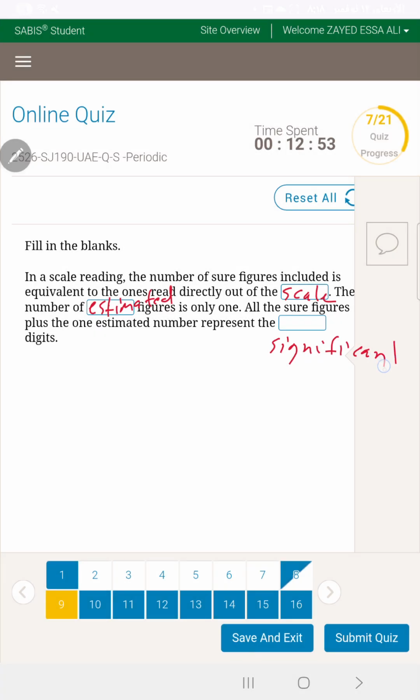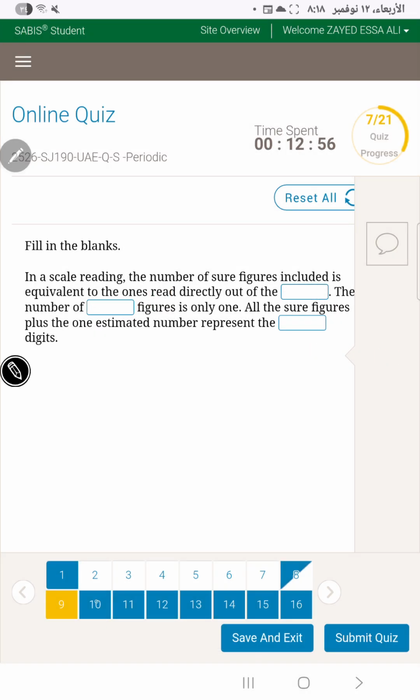Significant figures. Okay. Question number 10 now.